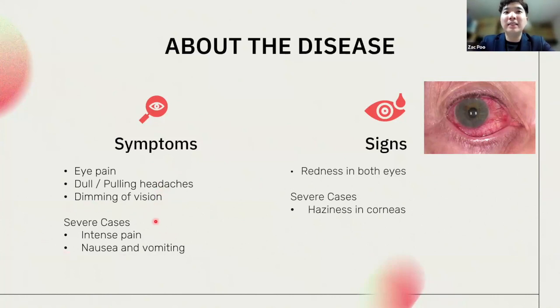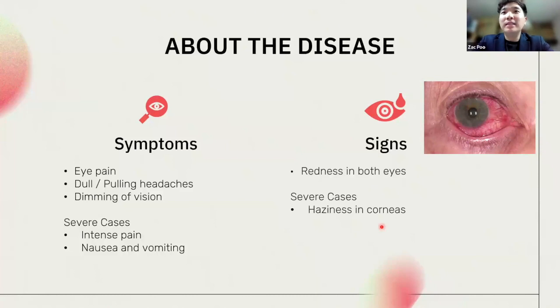In severe cases, this is an emergency. If you have intense pain in your eye, extreme redness like this, and also nausea and vomiting, this is where the drainage of your eye is totally closed. This is an emergency case. If you have these symptoms, you have to go to the A&E immediately, within a day or two, because you will lose your sight permanently if you do not get it treated. This is very important. It's like an eye stroke, but it's a glaucoma attack. In severe cases, you will see redness and also haziness in the corneas as well.